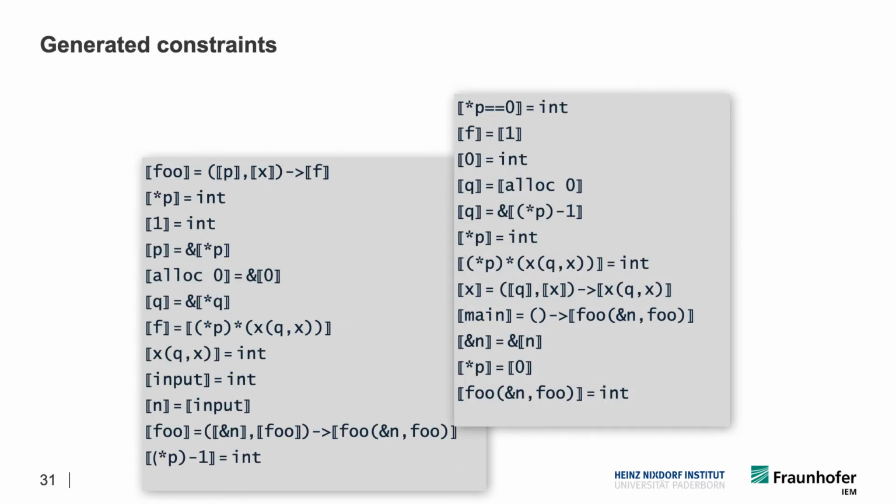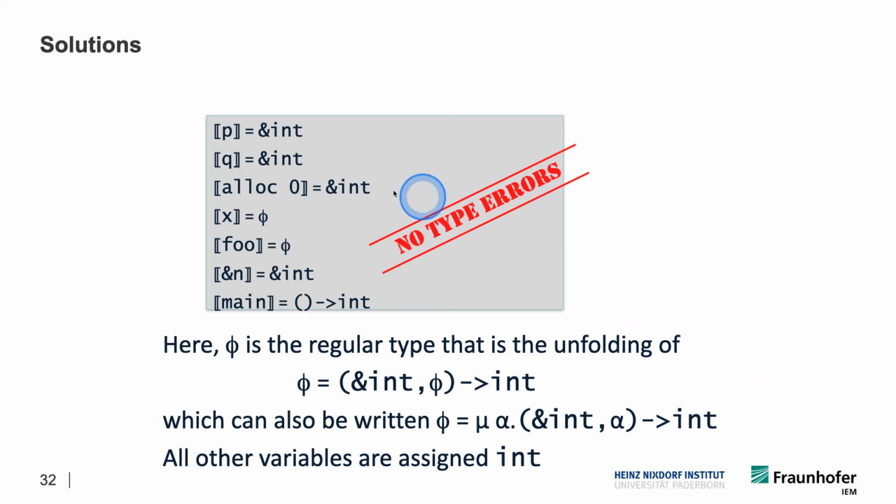You can try this out at home, but if you go through this program that I just showed you one line after the other, you hopefully come up with a type assignment that looks something like this. What's important about this is that you can solve this using a union find algorithm, and you will get the type assignment that looks like this, and it does not actually contain any type errors. So you will, for instance, assign the address of an integer type cell to P and to Q and so on. And then we still have this placeholder here that is the type of X and foo.